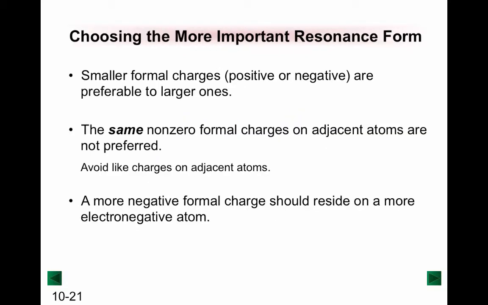As a general rule, when several Lewis structures are possible, we will use the following criteria to help us choose the most important resonance structure. Smaller positive or negative formal charges are preferred to larger formal charges. Like formal charges on adjacent atoms are not desired. Negative charges should reside on the more electronegative atom. The most stable Lewis structure will be the one that has the smallest formal charges.